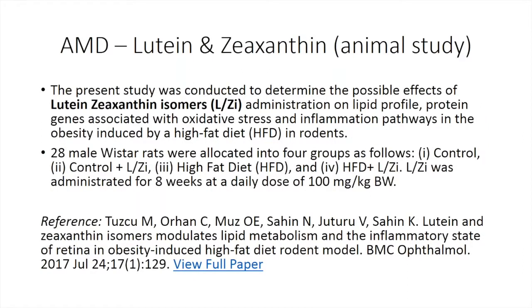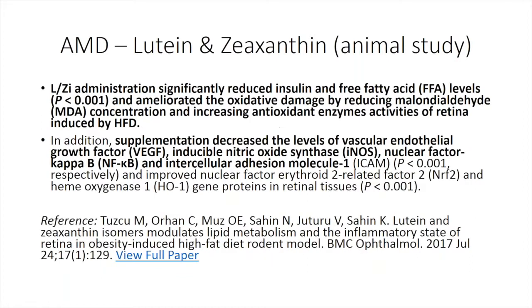This is an animal study. It was some rodents engaged in a high-fat diet, and they looked at lutein and zeaxanthin isomers, and they had a control diet, a high-fat diet, and then those with a high-fat diet with the lutein and zeaxanthin. And there were 28 rats, and they discovered that the rats who took the lutein and zeaxanthin had significantly reduced insulin levels and free fatty acids, which is associated with lower insulin, and it ameliorated the oxidative damage by reducing the oxidative stress and increasing antioxidant enzymes in the retina induced by the high-fat diet.